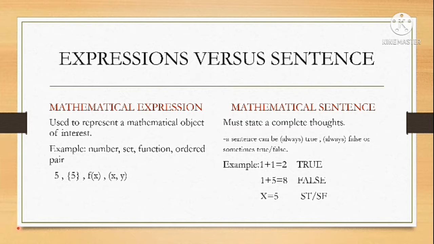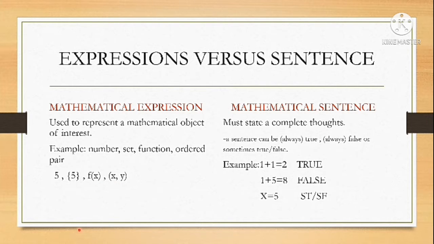Expressions versus sentences. An expression is the mathematical analog of an English noun. It is the correct arrangement of mathematical symbols used to represent a mathematical object of interest. Examples: number, set, function, and ordered pair.